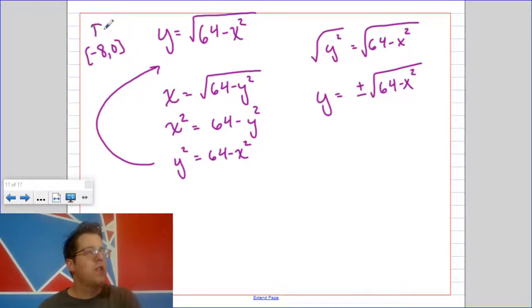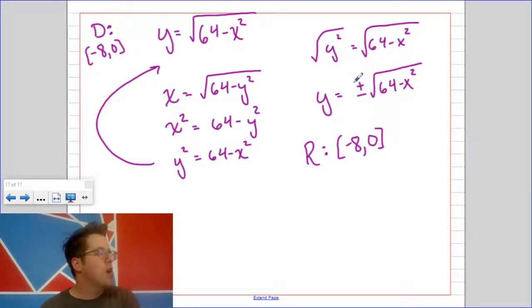Now, if that's the domain of the original function, then its inverse has to have a range from -8 to 0, right? Because the domain and the range flip-flop, which means we're ignoring the positive part of this, and we're just taking y equals the opposite, the square root of 64 minus x squared.